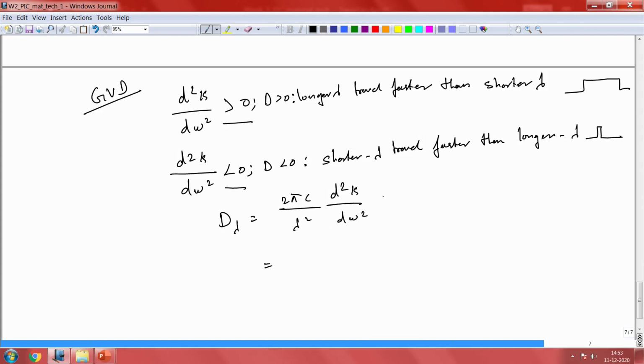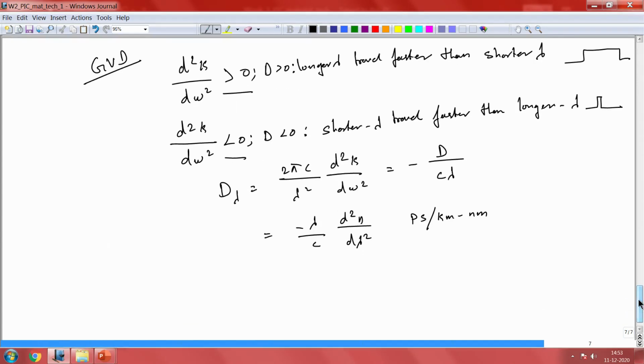which is given as minus d divided by c lambda, right, which is equal to minus lambda over c d square n by d lambda square, and this is represented as picosecond per kilometer nanometer, right. So, this coefficient is what we use to measure the chromatic pulse transmission over a fiber or any transmission length for that matter.